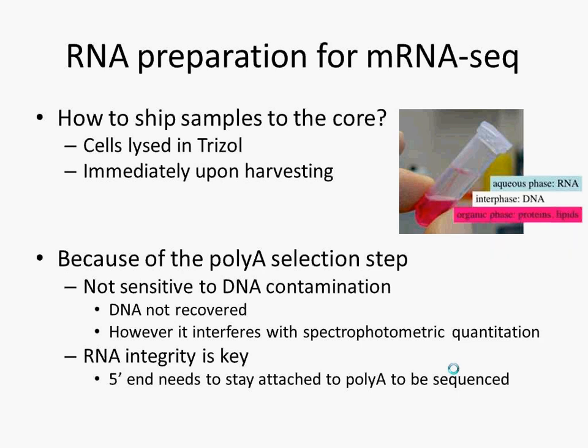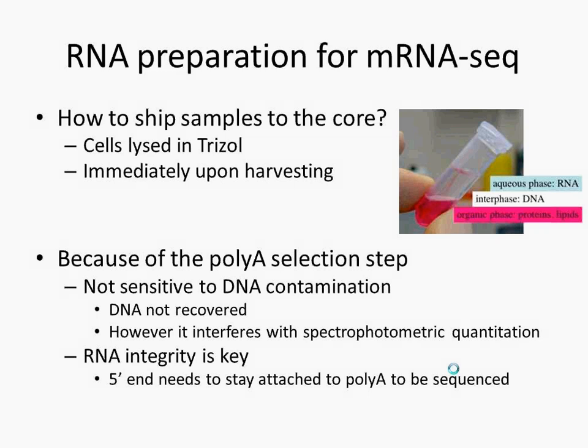So it has one advantage and one disadvantage. The advantage is that it's not sensitive to DNA contamination. If we isolate a little bit of DNA coming from the interface of the Trizol with the RNA, we will not recover this DNA after the poly-A selection. However, DNA that is present in the original RNA sample could interfere with spectrophotometric quantitation. That's why we also use spectrofluorometry with a specific dye to quantify the samples that are extracted in our laboratory.